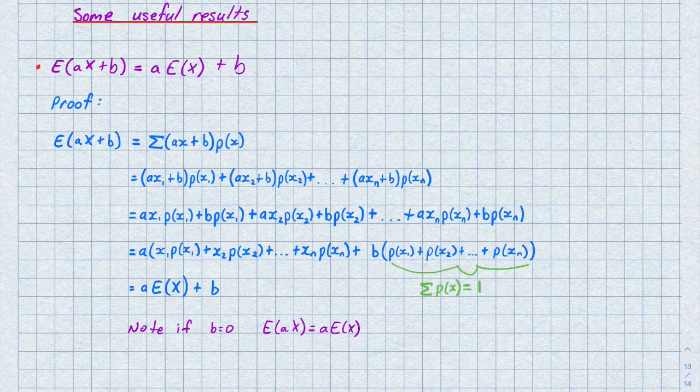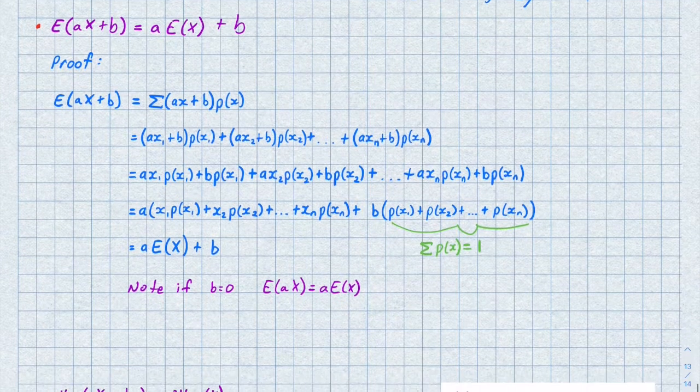Okay, this is just a quick video to talk about some useful results that are not in your textbook. So this first one is if you have the mean or expected value of ax plus b, it's a times the expected value of x plus b. So for example, if you wanted to find the expected value of 3x plus 4, it'd be 3 times your mean plus 4. Okay, and here's the proof of that.